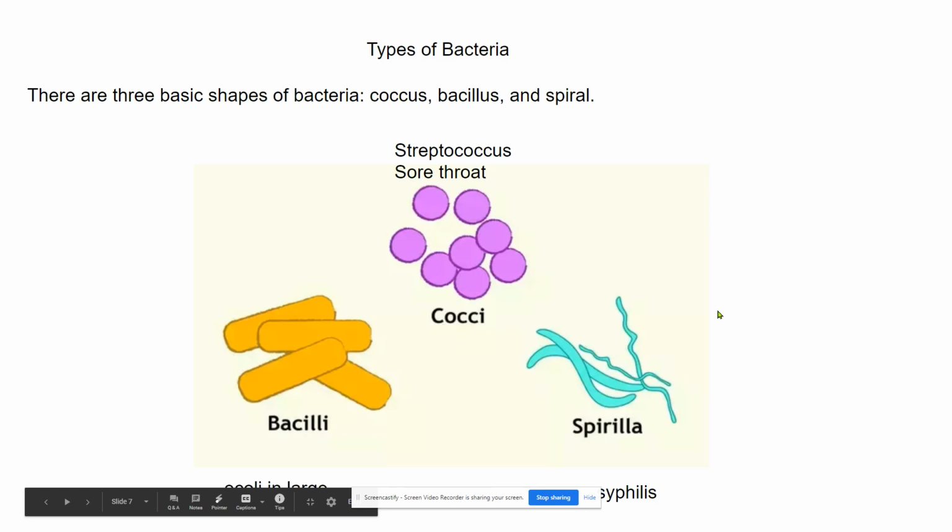We can call them rod-shaped, or Bacillus. So if you're taking this down, you can put ROD, R-O-D, in brackets after Bacillus. And the spiral-shaped bacteria, an example would be a bacterial infection called Syphilis, which was a fatal bacterial infection, a sexually transmitted disease that caused skin rashes and was fatal in the 15th and 1600s.